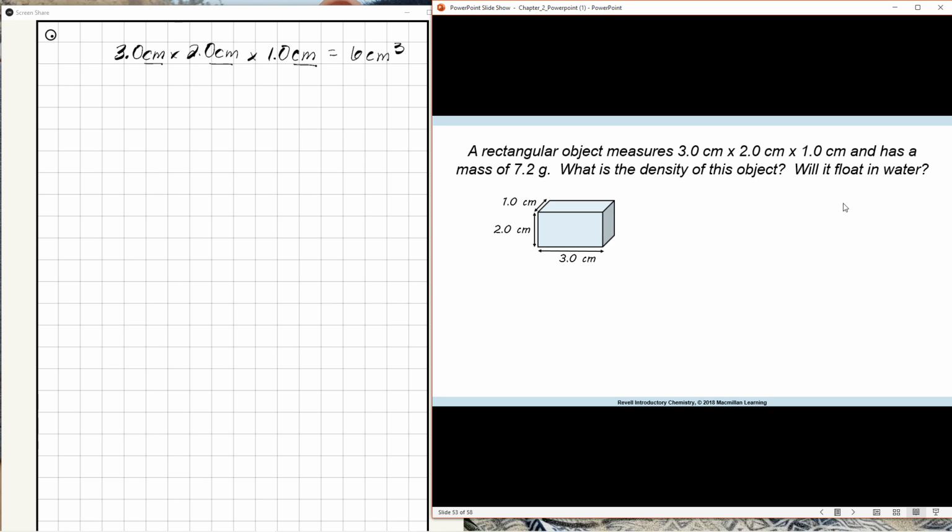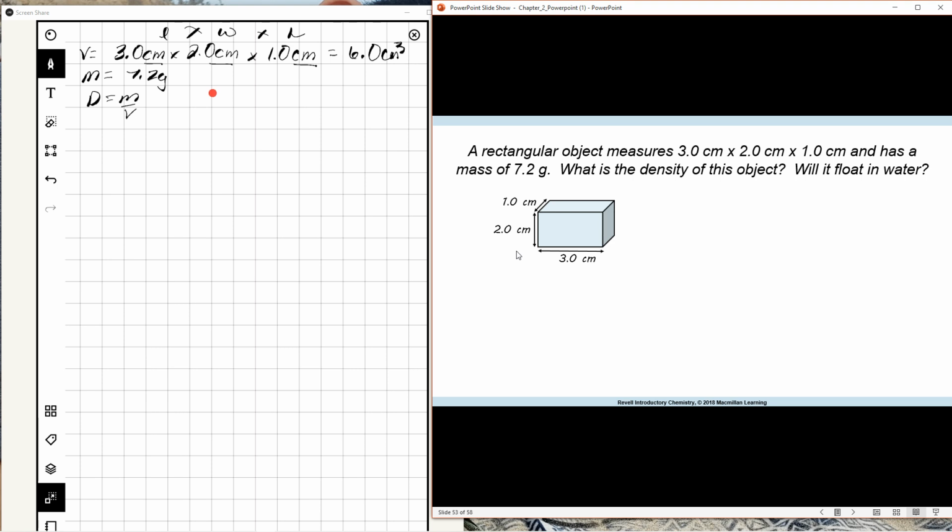Is it just 6? No, it's actually 6.0. So you know what? Let's go ahead and write 6.0 centimeters cubed. All right. Now we have a volume, because remember, volume is length times width times height. And our object has a length times a width, and it has a height. We have a mass that was given to us as 7.2 grams. The density is equal to mass divided by volume. So now I'm going to take my mass and divide it by my volume.